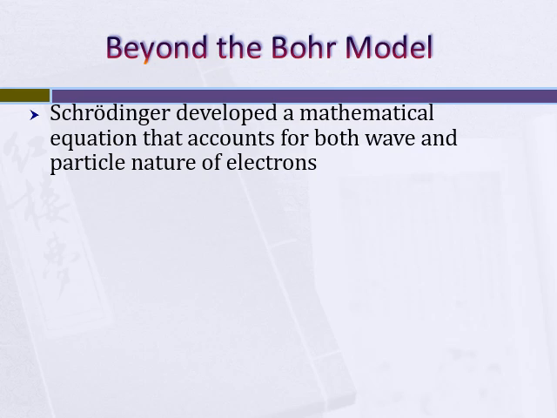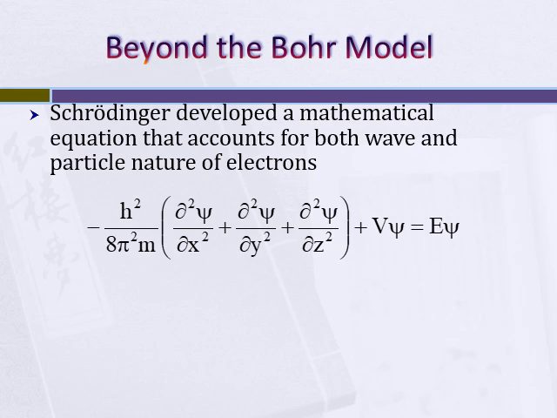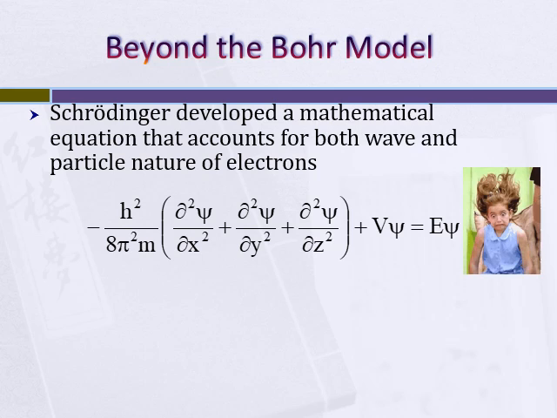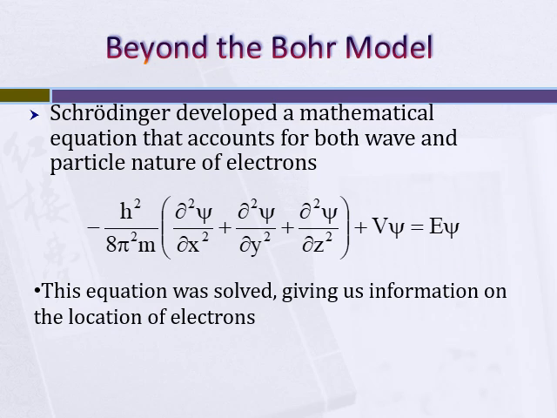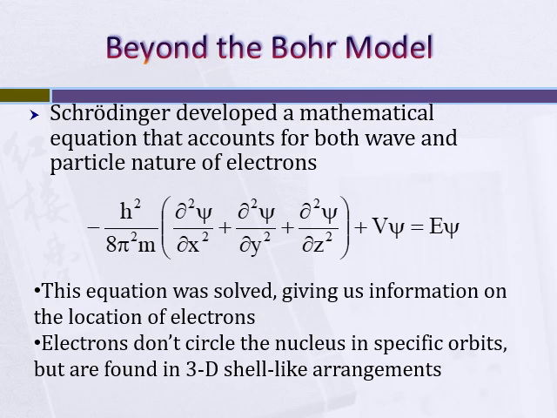Okay, back to chemistry. Schrödinger developed a mathematical equation that accounts for both the wave and particle nature of electrons. And there is that equation, very complex, scary actually to look at. Fortunately, that equation was solved, and it gives us the information about the location of electrons. Now, you don't have to do anything with this equation. Just know that it exists and it has been solved.